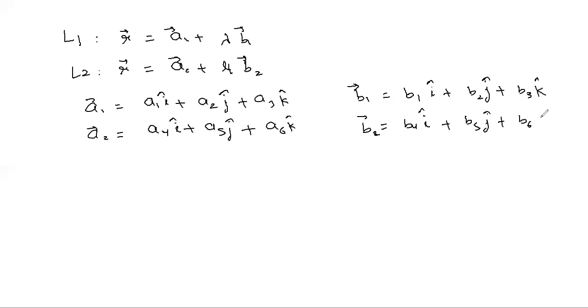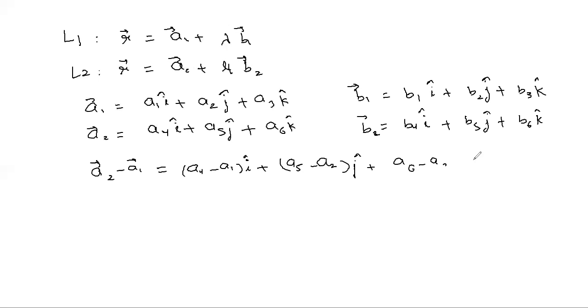plus b6 k. So simply vector a2 minus a1, which is the vector along these two skew lines, is (a4 minus a1) i plus (a5 minus a2) j plus (a6 minus a3) k, while vector b1 cross vector b2 is the expansion of the determinant with the first row as i j k, the second row as b1, b2, b3, the coefficients of vector b1, and the third row the coefficients of vector b2, which are b4, b5, b6.